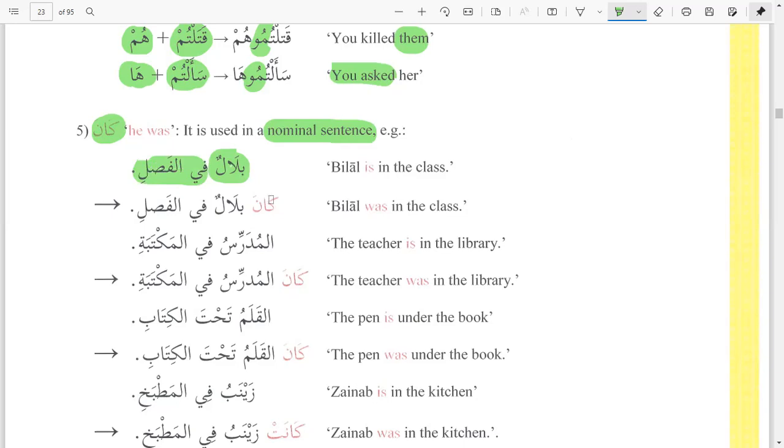When we add kana, Kana Bilalun fil fasli. Bilal was in the class. So it changes is into was. Al mudarrisu fil maktabati. The teacher is in the library. So it changed the present nominal sentence into the past tense. Kanal mudarrisu fil maktabati. The teacher was in the library. When there is a kana, it means was.